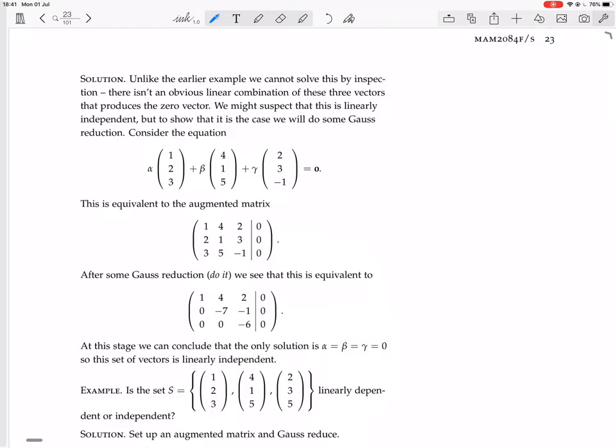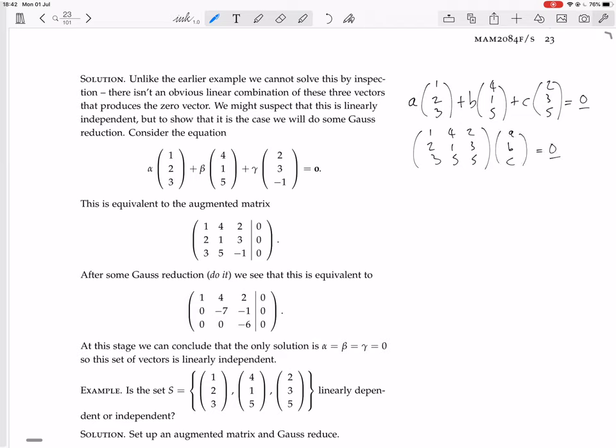So I'm going to have to write down a linear combination of all three vectors, set that equal to the zero vector, and then consider that as a matrix equation. And now do row reduction. So we can do row 2 minus 2 times row 1, and also row 3 minus row 1 minus row 2. In fact, let's just do that one first.